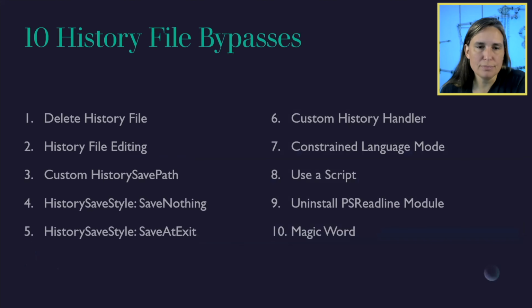So that brings us to the 10 ways that attackers may try to bypass that for defense evasion, so that it's harder for the defense to find out what they've been up to when they're investigating. So we'll start with number one, which is just the obvious.